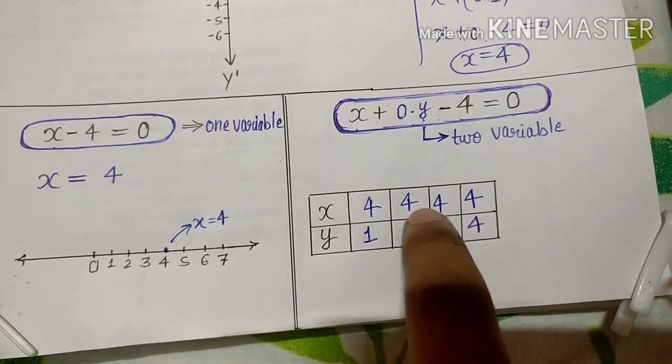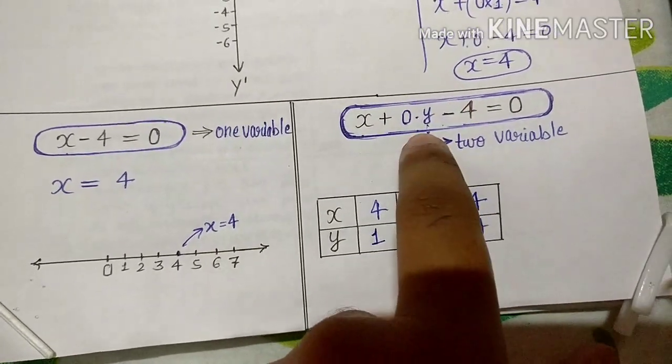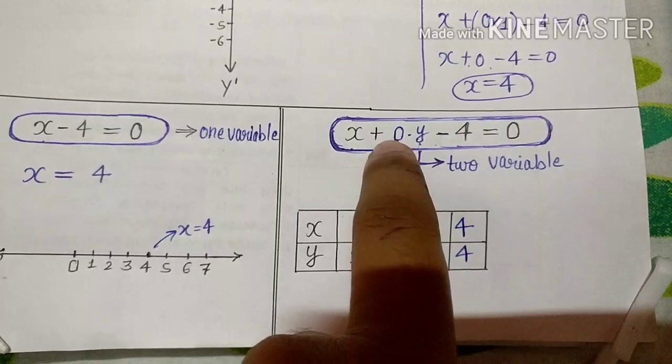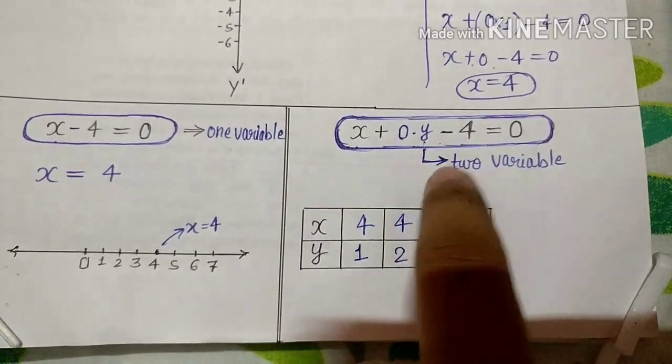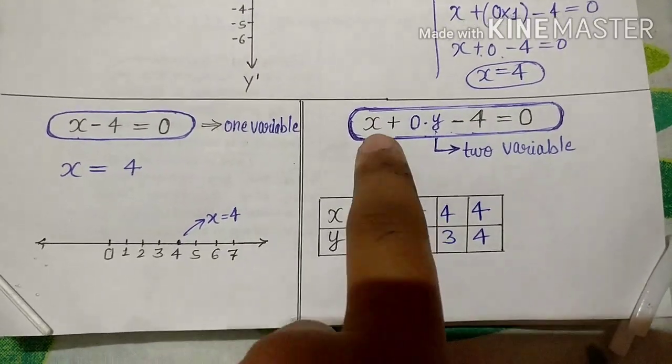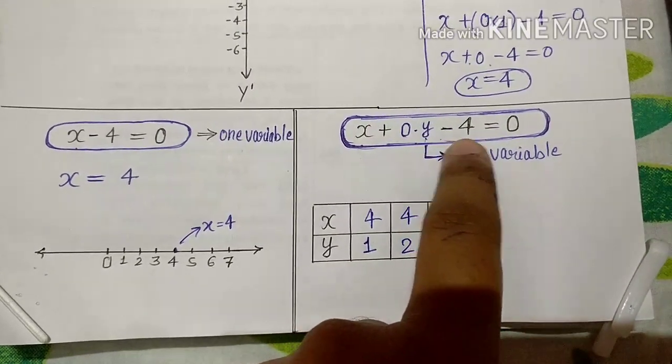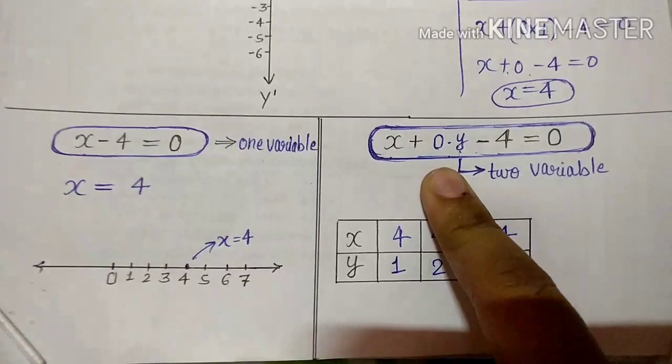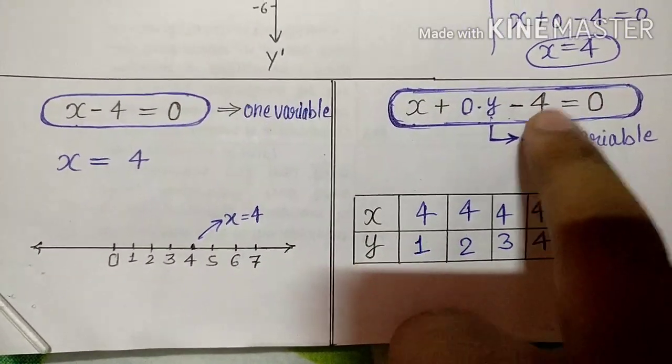Why does this happen? Because the coefficient of y here is 0, because it is y into 0. That's why it is happening. Now we have to represent this equation, x plus 0 y minus 4 equal to 0, on the graph. So how will we represent it?